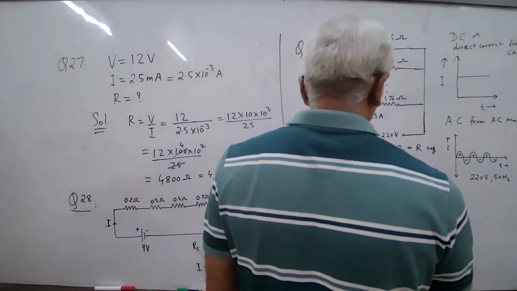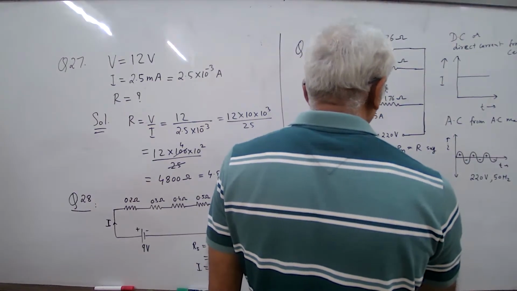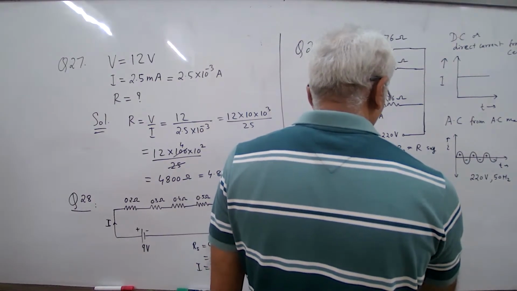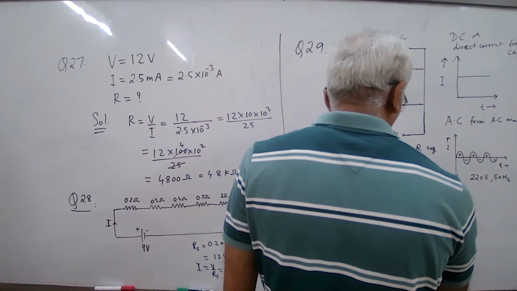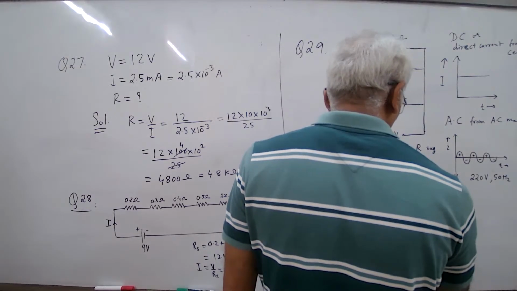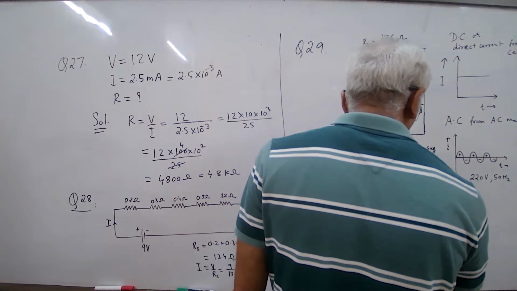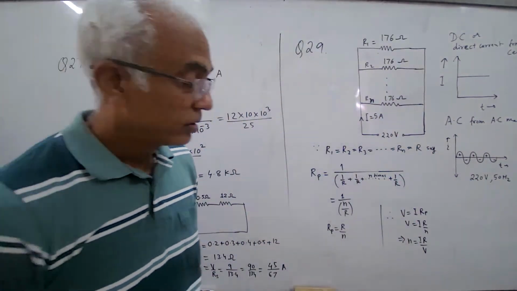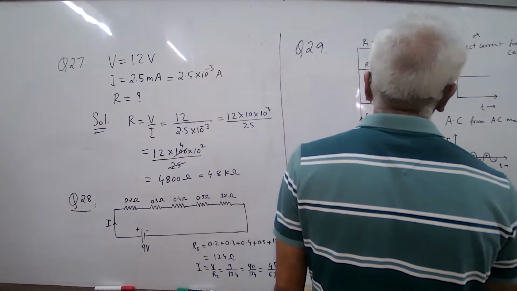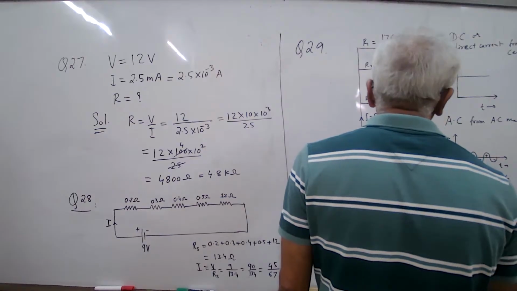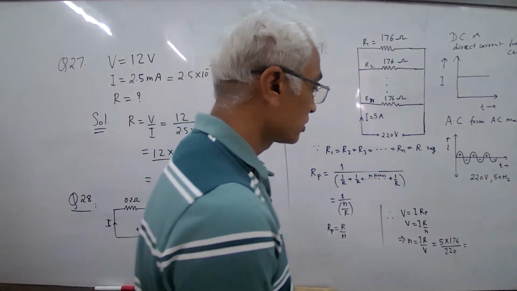So therefore what is the formula? V is equal to I Rp, which is I R by N. We have to find how many resistors are required, so N is equal to I R by V. I is given as 5, R is 176, V is 220. So figure out how much it is.